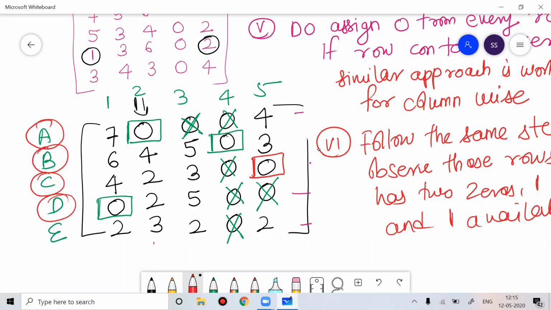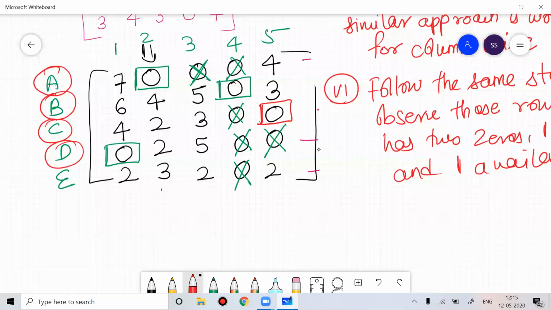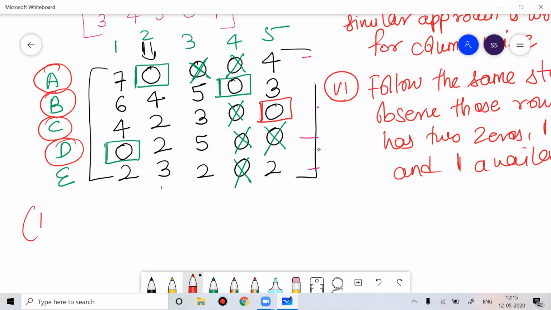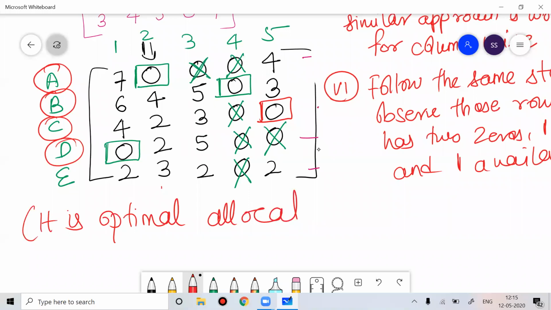It means it is not the optimal solution, not the optimal allocation. So you have to do optimal allocation. That is not what we are getting now. Why is it not the optimal allocation? What would be the optimal allocation?